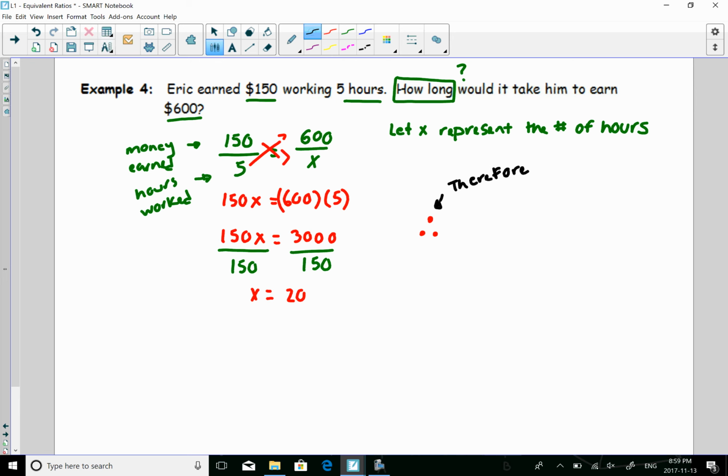So we always write a concluding statement. So therefore Eric, my final statement here, needs to work 20 hours to earn $600. So it's important you highlight key things, you label things so you match them up. Here I labeled, I made sure this was money and I put the money on the other side on top, not the bottom. Hours worked went on the bottom, so the hours worked that were unknown went on the bottom. And therefore statements are important when you have word problems. So these are questions with words, the problems that I'm solving using math.